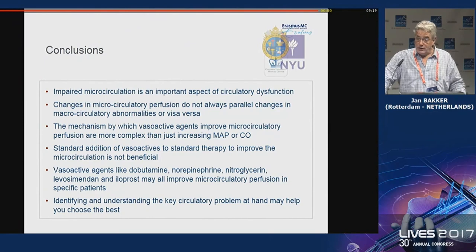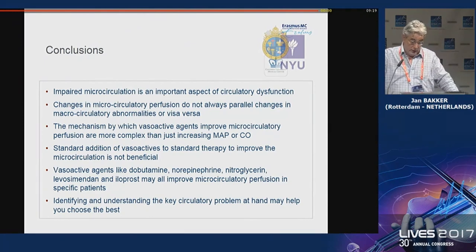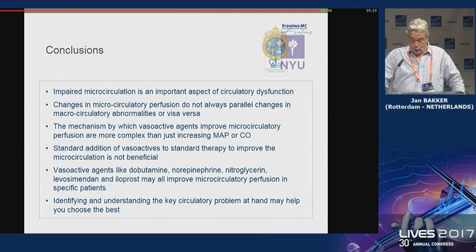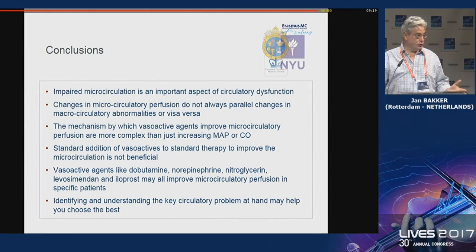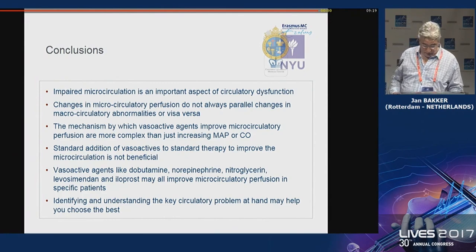And vasoactive agents like dobutamine, norepinephrine, nitroglycerin, levosimendan, and even iloprost may all improve microcirculatory perfusion in specific patients. And I think that identifying and understanding the key circulatory problem at hand in your patient may help to choose the best vasoactive agent. Thank you very much.